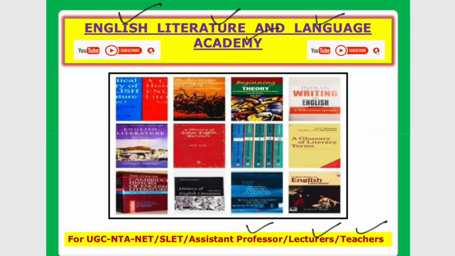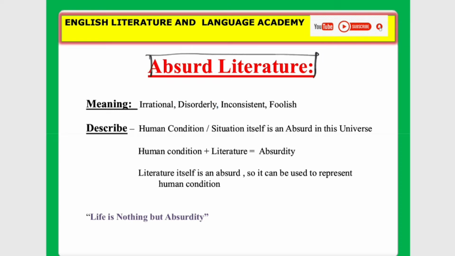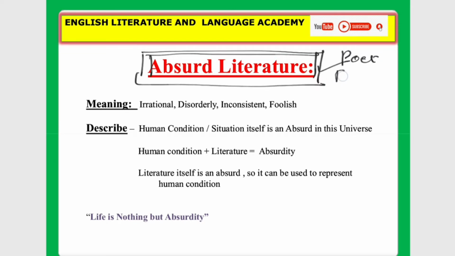So today's topic is absurd literature. This concept is prescribed in all exams, whether it is HSTR, PU lecturer, UGC-NET, or SLET exam. And in the Karnataka HSTR exam, this concept is clearly mentioned in the poetry section, prose section, and drama section. So you can check the description. The link is given in the description box. There is a clear analysis of the HSTR English syllabus.